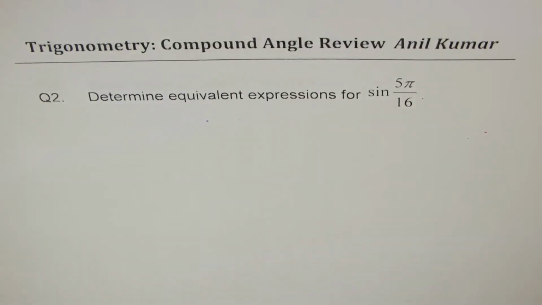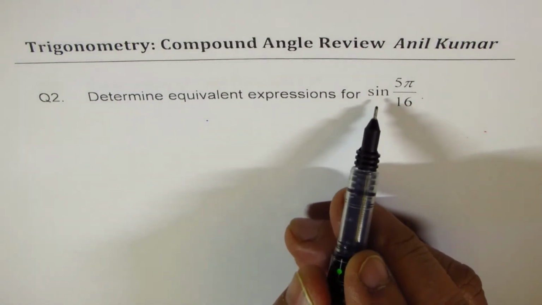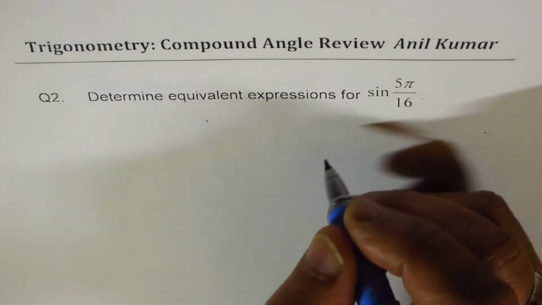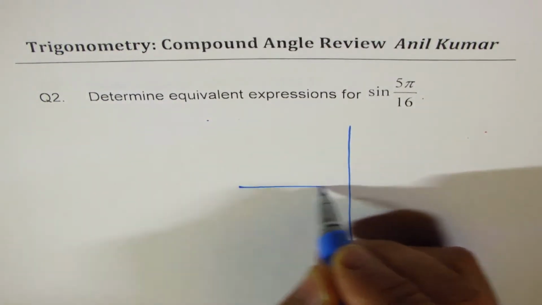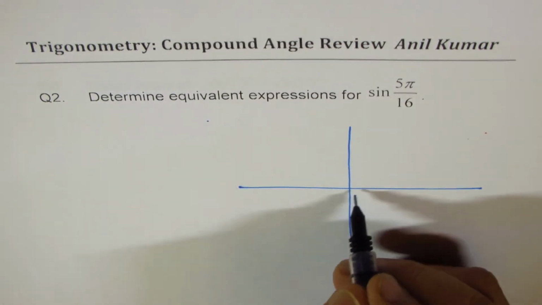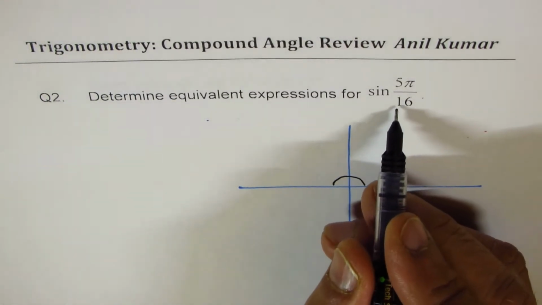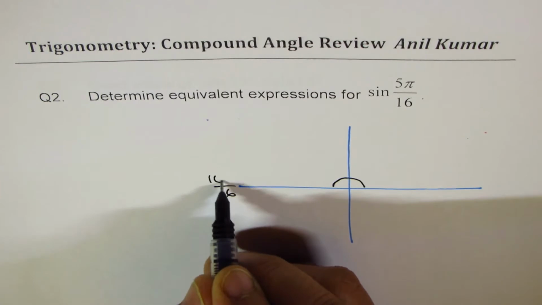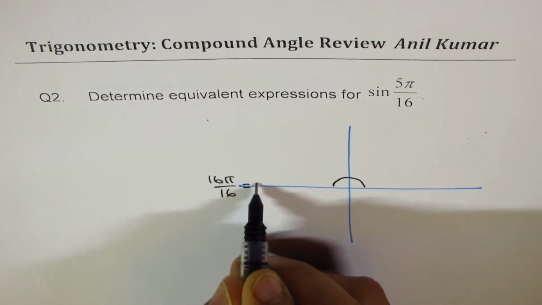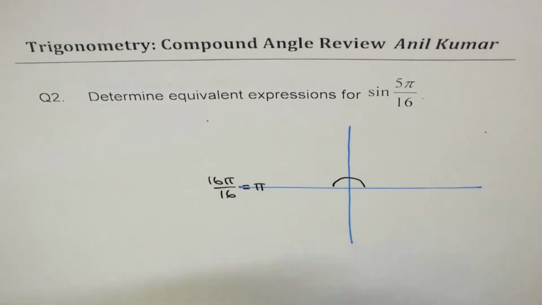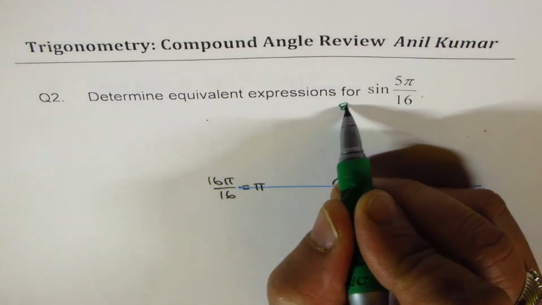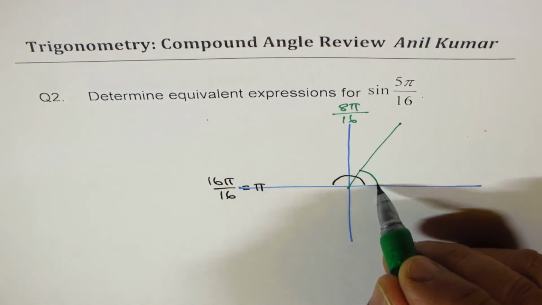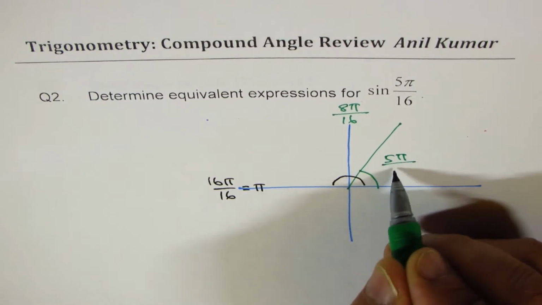The second question here is, determine an equivalent expression for sine 5 pi by 16. So let's look into this concept also. 5 pi by 16 means what? Basically, we have divided this pi into 16 portions. So this is 16 pi by 16, that is equal to pi, correct? So this is 8 pi by 16. So 5 will be somewhere here, right? So that becomes 5 pi by 16.